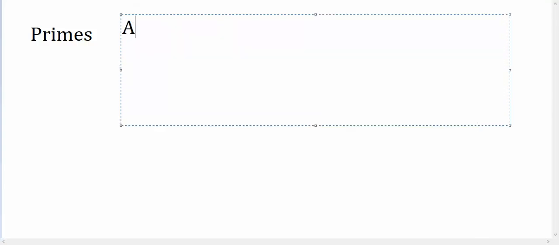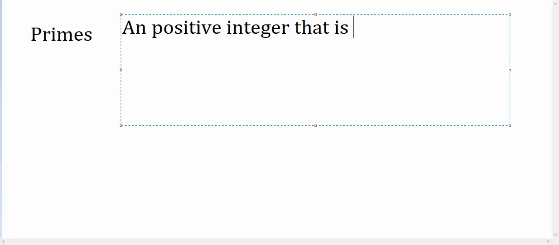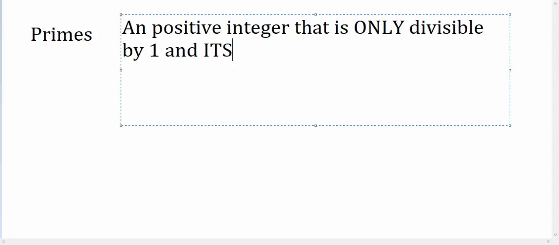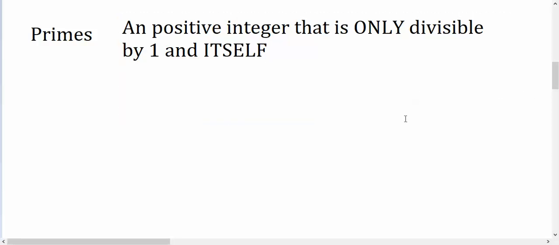So a prime number is an integer, or actually I should say a positive integer, that is only divisible by 1 and itself. It's a positive integer that is only divisible by 1 and itself. Now, this is definitely the definition that we learned in school, and it's a pretty useful definition in a lot of ways, and we're going to use it right now.